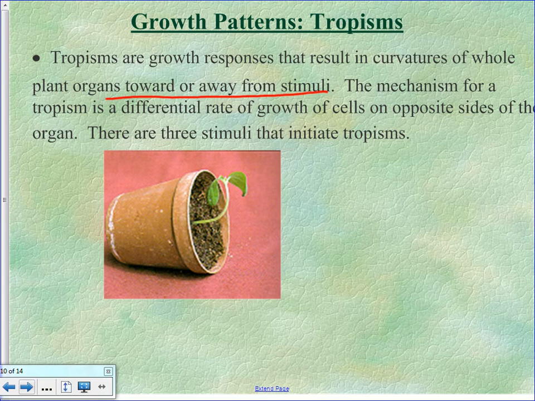All right. The mechanism for tropism is a differential rate of growth of cells on opposite sides of the organ. Now that could be leaves, shoots, roots, whatever. That's why we say organs. It means part of the plant.